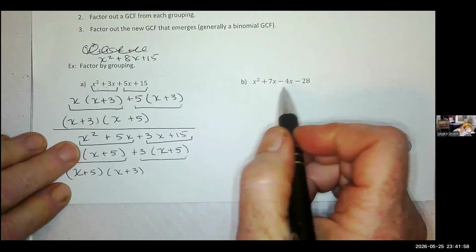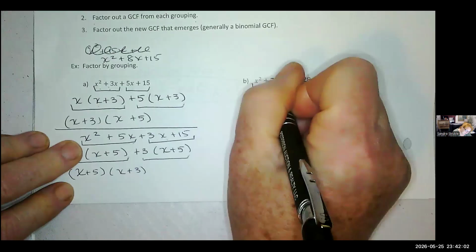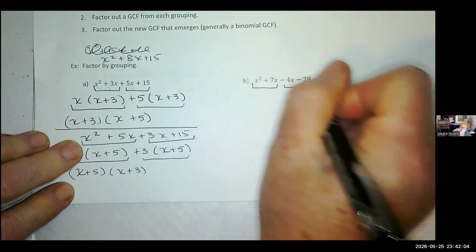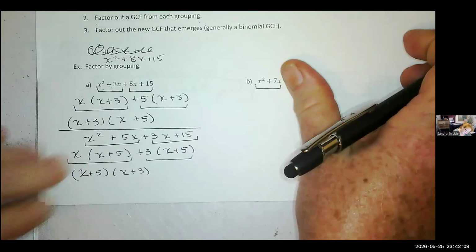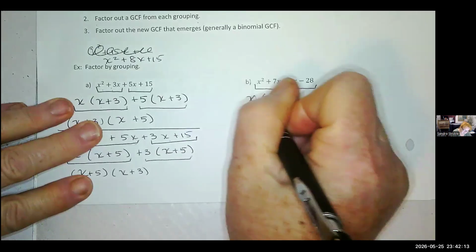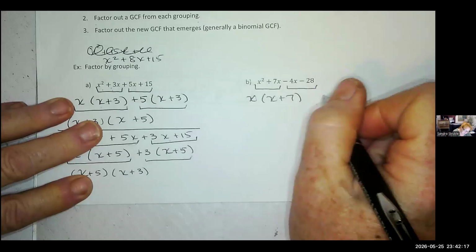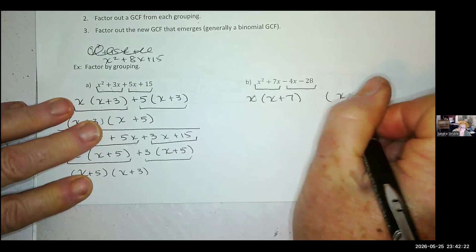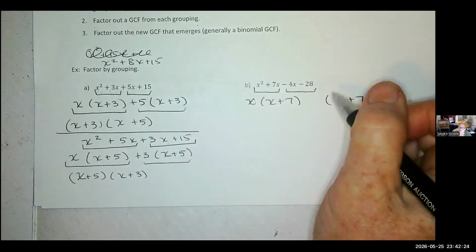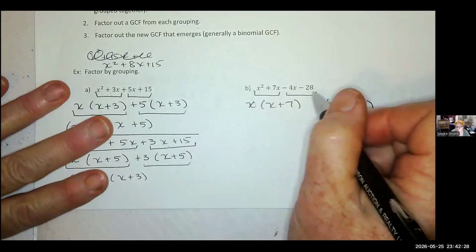All right, so then let's look at these first two terms and then these second two terms. In the first two terms, what do they have in common? They have an x in common. So we're going to factor out an x. And when we do that, we're left with x plus 7. Now, the second term here, we want it to be left with x plus 7. So we need to factor out something that's going to leave us with x plus 7 from the second term.